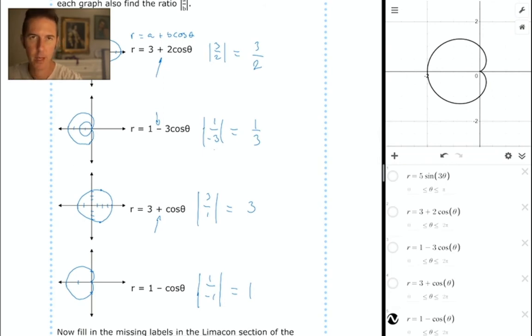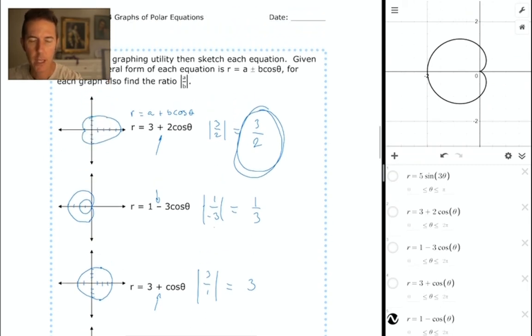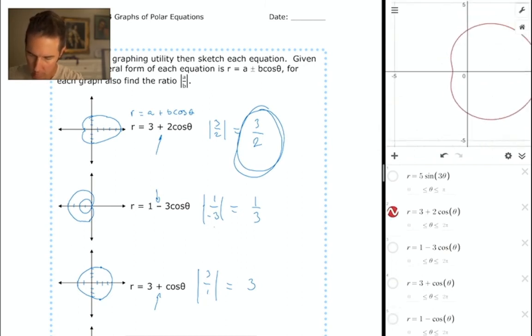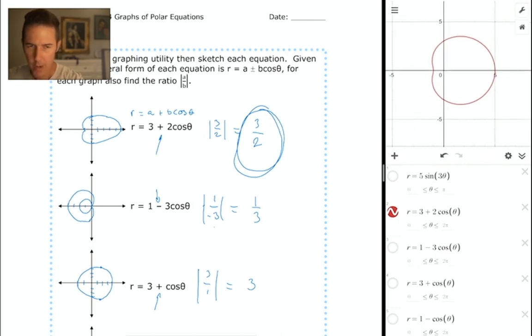All right, so let's see if we can do any kind of pattern recognition here. A little tough because you can't really establish a pattern without multiple instances of the same thing, but see if you can catch my drift. In the first example, this ratio right here is larger than 1. It's between 1 and 2. It's 1.5, really. And the graph is a graph that sort of has a dimple on the left-hand side, but the dimple doesn't press all the way into the pole. All right?